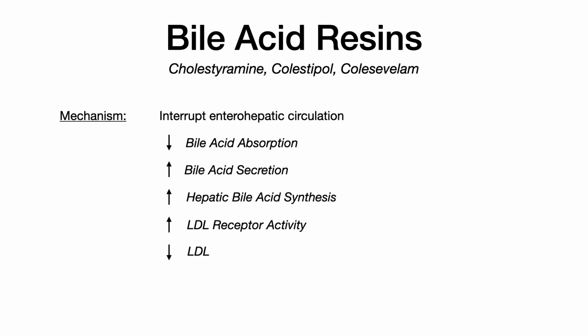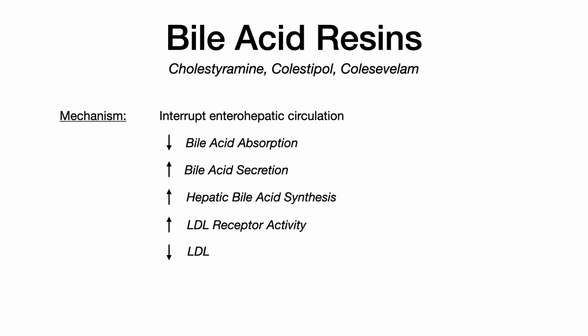So if we go back to our overview slide, it is correct to say that the mechanism of bile acid resins involves interrupting enterohepatic circulation, but on a more micro level, we might rephrase that as saying there's decreased bile acid absorption, increased bile acid secretion, which means that from the liver's perspective, the liver's like, oh damn, I'm not getting any bile acids back. It's time to make new ones.